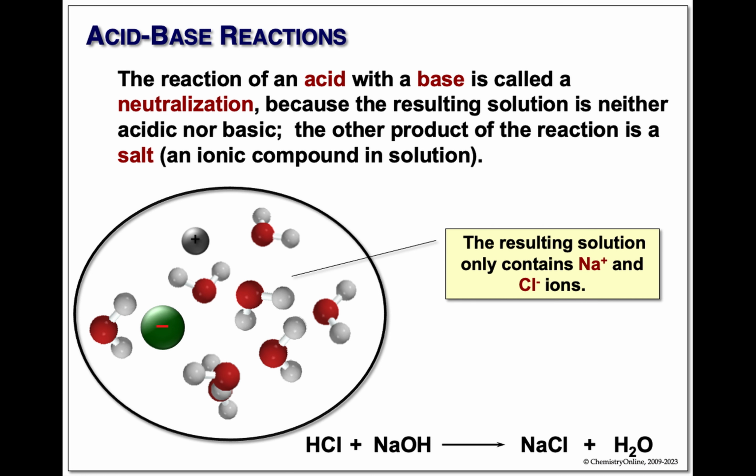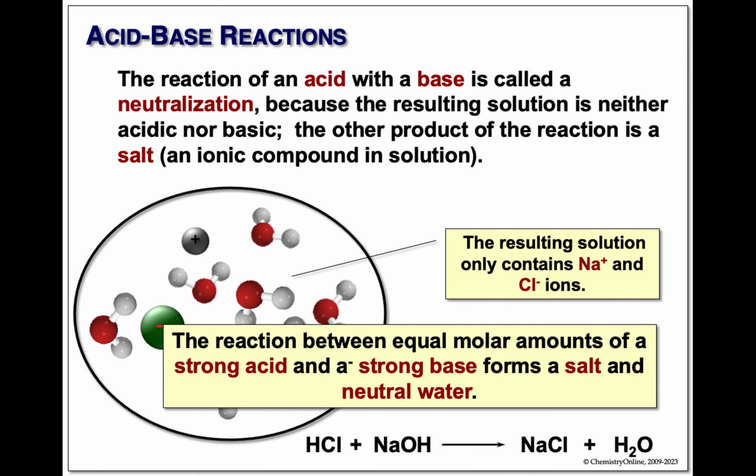When you do a neutralization reaction, what do you wind up with? Sodium and chloride ions in water. This is also described as being a salt dissolved in neutral water. There's a salt in water. Now remember, our water still has 10 to the minus 7 molar hydroxide and hydronium. You can never get away from that.